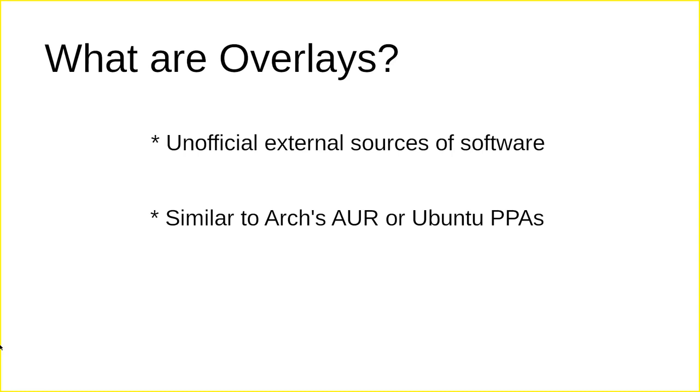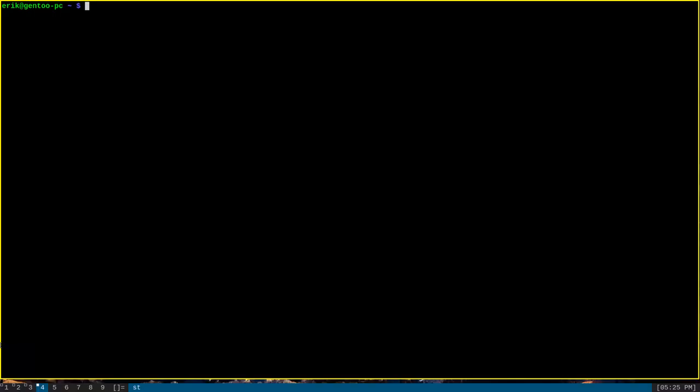If you're familiar with Arch Linux, think of overlays as being similar to the AUR. If you're more familiar with Ubuntu, you can think of overlays as being more like the PPA repositories that you might sometimes have to add to apt to get third-party programs. Just like both of those, overlays are just a way to install software with Portage that may not be in Gentoo's official repositories. Now, overlays can be added and removed from Portage pretty easily.